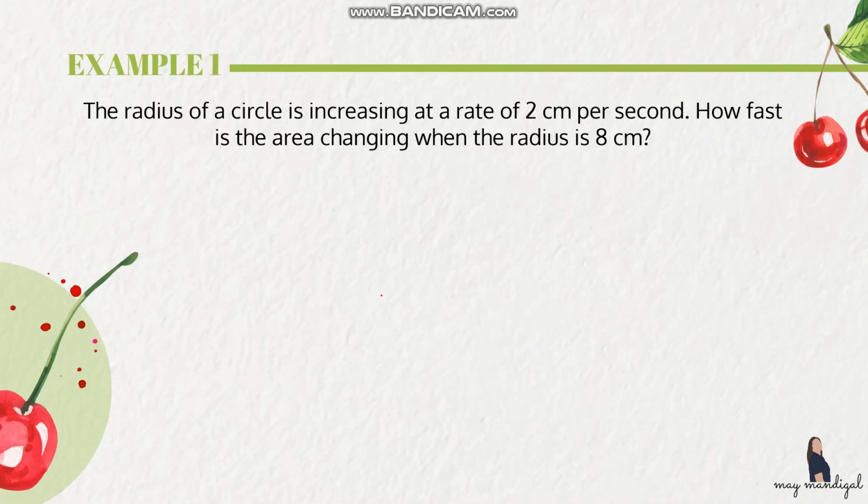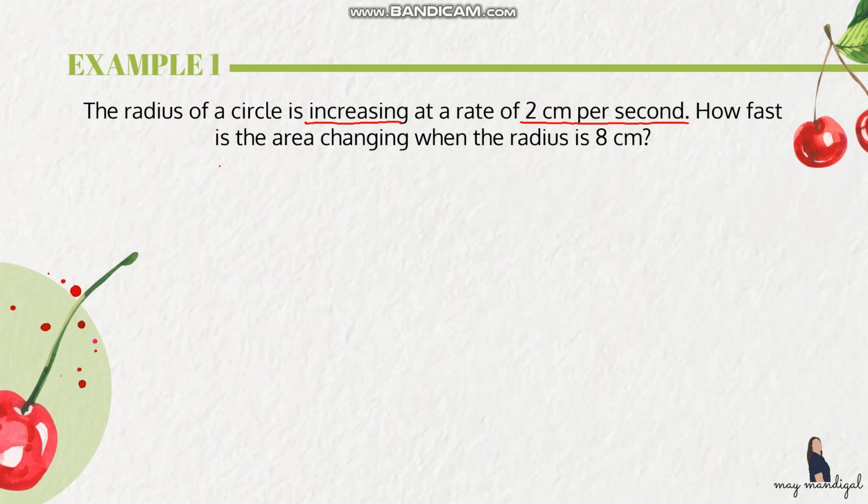So let's have this example. The radius of a circle is increasing at a rate of 2 cm per second. How fast is the area changing when the radius is 8 cm? Okay, so what we have here is a circle. And as we know, the radius is increasing at a rate of 2 cm per second. Now, what we want to know is how fast the area is changing when the radius is 8 cm, because as the radius of the circle increases, our area changes as well. So these two values are related to one another.